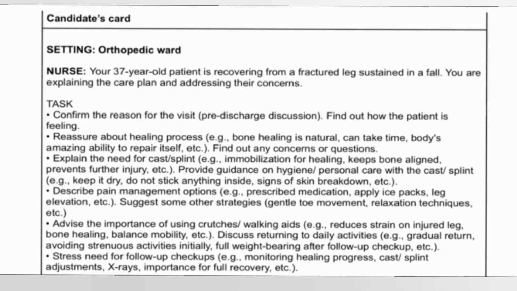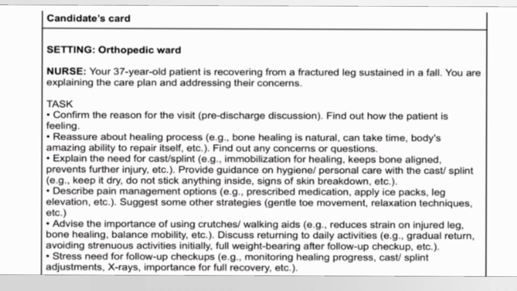Okay, well, next is the fifth task, and this is regarding the advice. So as a nurse we can say it is also advisable for you to use crutches and walking aids, as it will help to reduce strain on the injured leg and improve bone healing for the better and balanced mobility. Okay, so we can say like this.